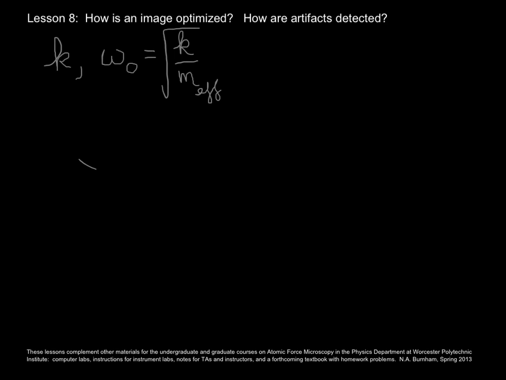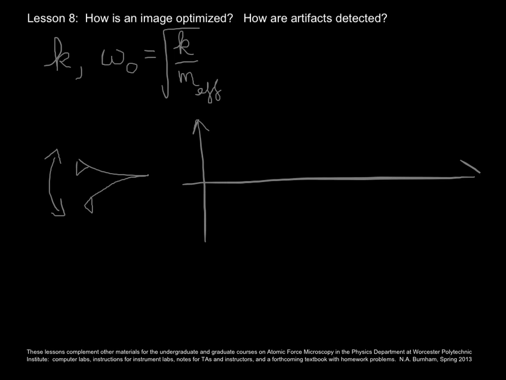We need to think about the dynamics of the cantilever because as we're imaging, we might be subject to going over steep and sudden changes of topography. So let's imagine that we have the cantilever in free space. We pluck it and we watch the oscillations go up and down. That function, as a function of time, looks like this, starting here and going back and forth like this. This is a cosine wave.